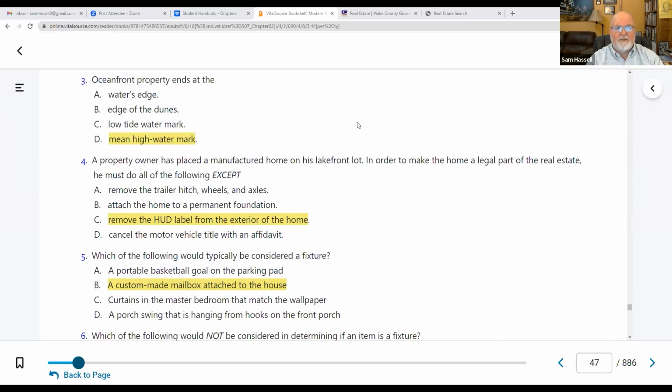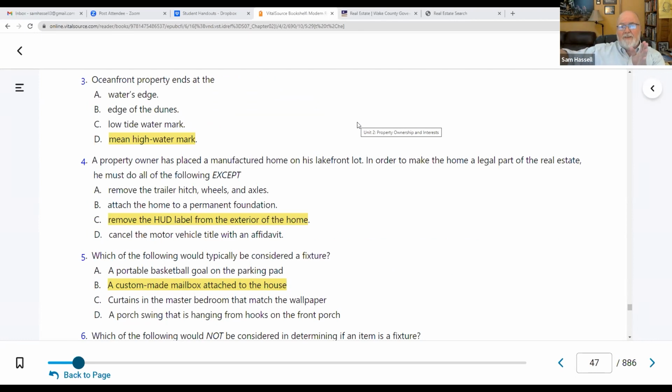Number 3, oceanfront property ends at the mean high water mark. The mean high water mark. Tide comes in, tide goes out. Now this is for lakes and oceans. It's called littoral rights, L-I-T-T-O-R-A-L, littoral rights. And my property ends at the average high water mark, okay?